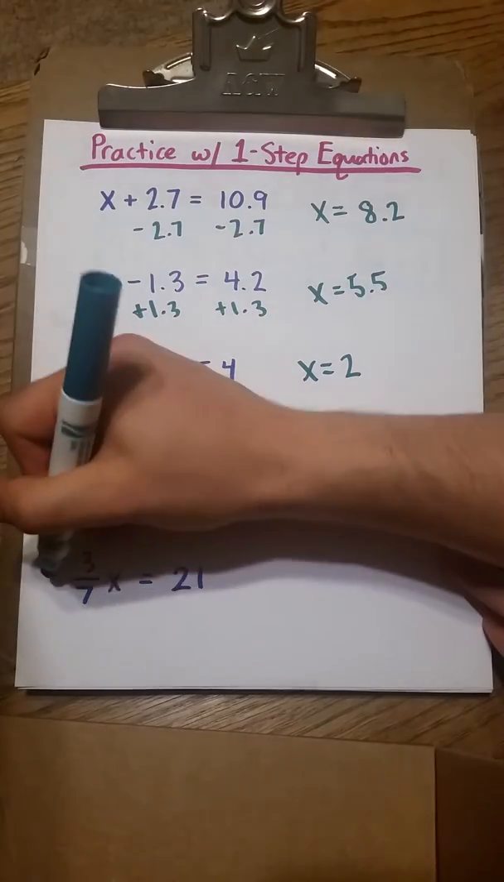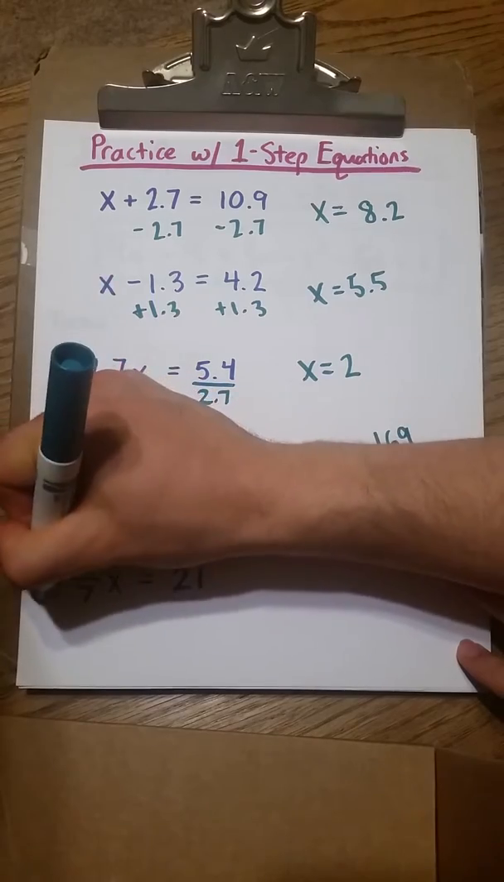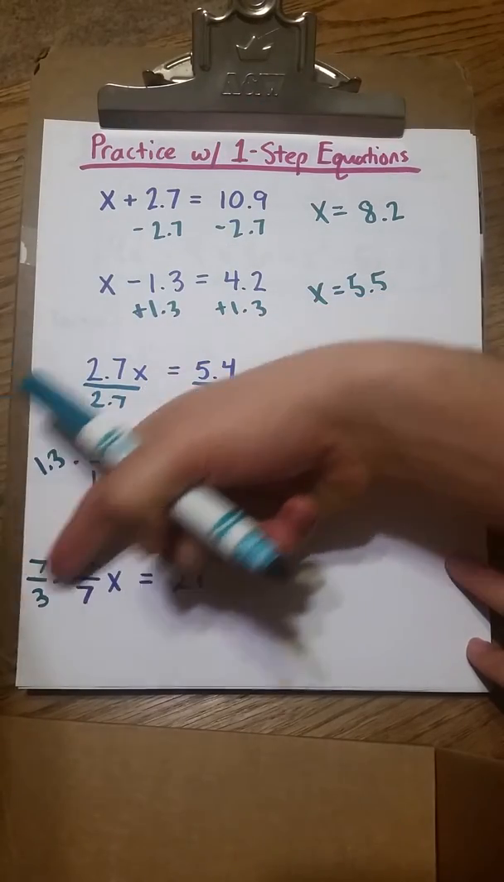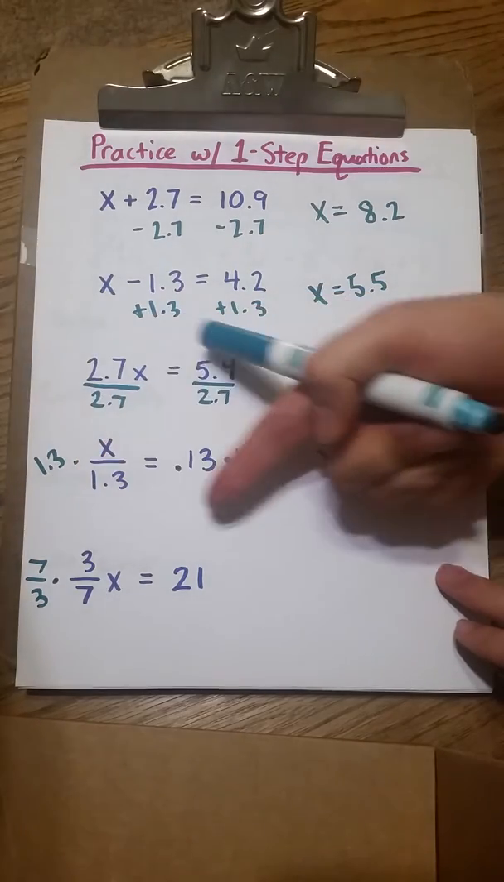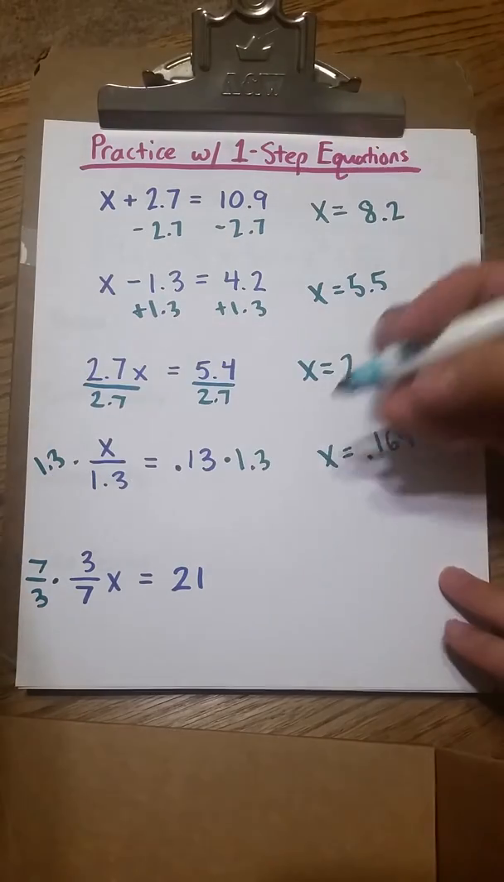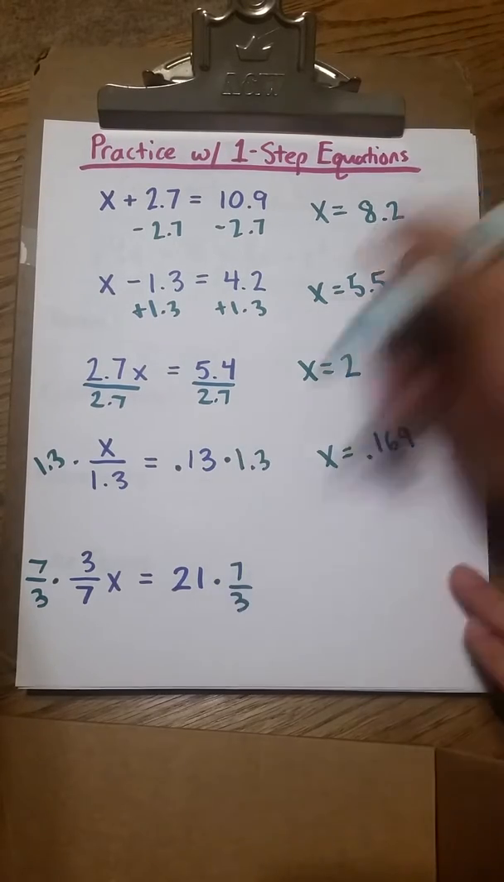And the last problem uses a fraction times x. The quickest way to get rid of a fraction is to multiply it by its reciprocal. Then the 7's cancel and the 3's cancel, and you're just left with an x. What we do to one side of the equation, we have to do to the other. So since we multiplied by the reciprocal there, we're going to have to multiply by the reciprocal here.